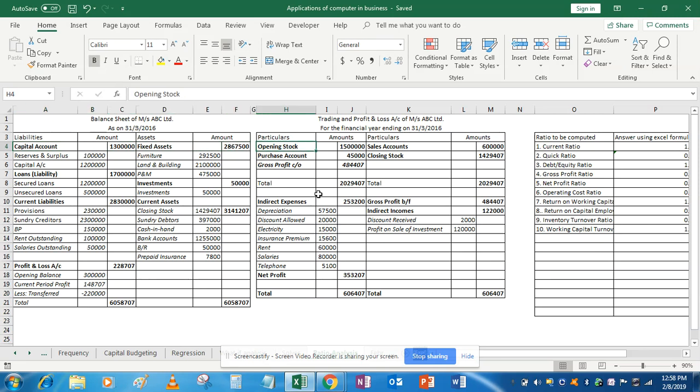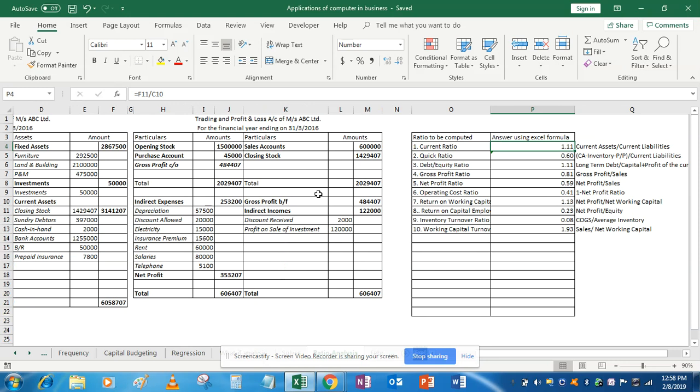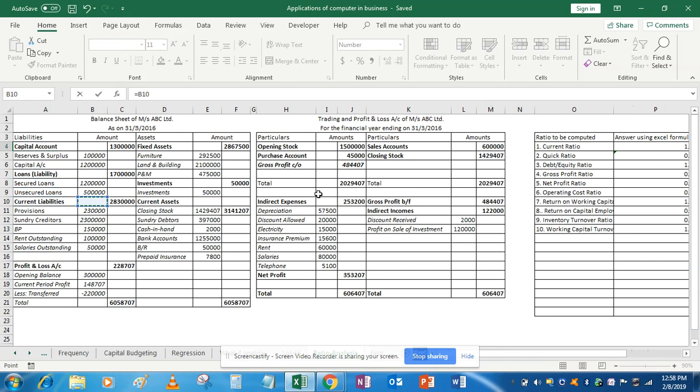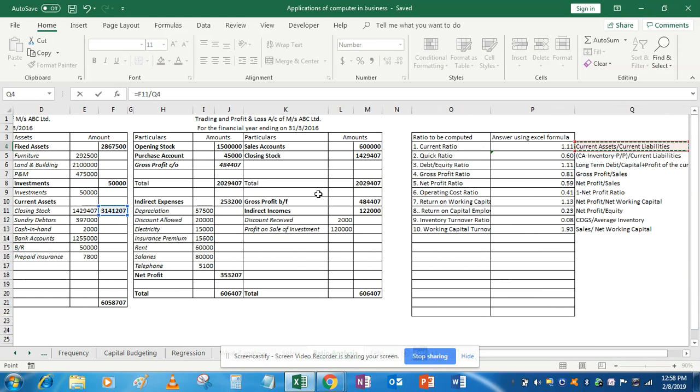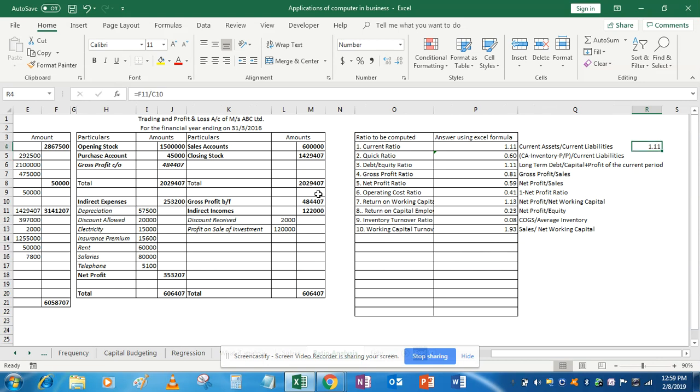This is pretty simple. I will not spend much time creating this balance sheet and trading and P&L account. We'll quickly move to the calculations of the various ratios. First is the current ratio. It is very simple: current assets divided by current liabilities, using the equals to function. These are the total current assets, divided by total current liabilities. I'm using the down arrow, right arrow and left arrow to increase my speed in calculating, so I'm avoiding using the mouse right now. Just press enter and you'll get the information.